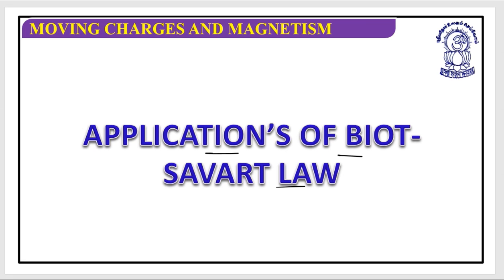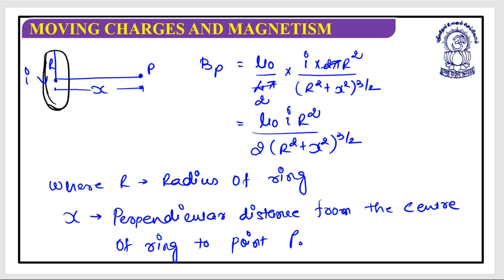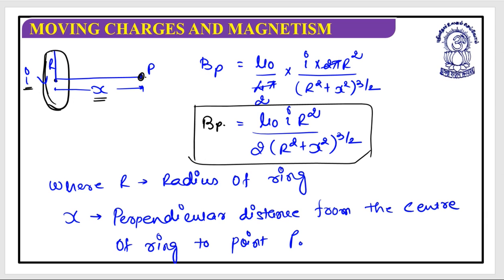In the previous class we were discussing the Biot-Savart law with a circular current-carrying arc, on its axis and at its center. Let's revise it very quickly and then move on to the applications. We discussed that for a circular ring, the magnetic field at point P on its axis, at distance X, is mu naught I R square divided by 2 into bracket R square plus X square to the power 3 by 2, where R is the radius of the ring and X is the perpendicular distance from the center of the ring to point P.